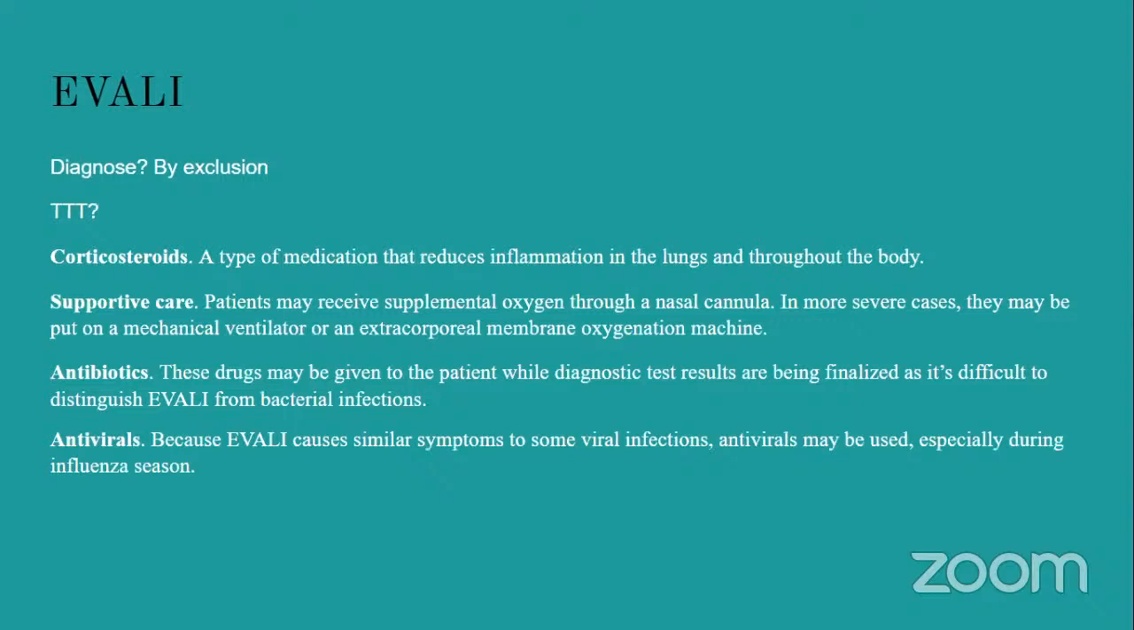Diagnosis is by exclusion, and treatment includes corticosteroids that reduce inflammation in the lungs and throughout the body, supportive care, supplemental oxygen through nasal cannula, and in more severe cases, mechanical ventilation. In addition, antibiotics and antiviral medication can be used in the early stages until the diagnosis is finalized, as it can be difficult to distinguish EVALI from bacterial and viral infections, especially during the influenza seasons.